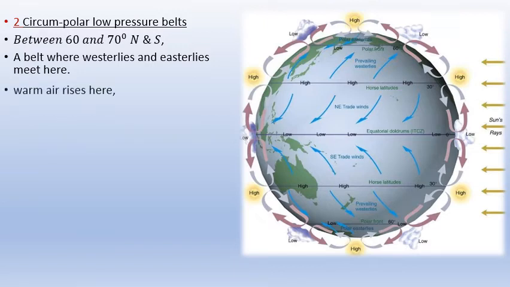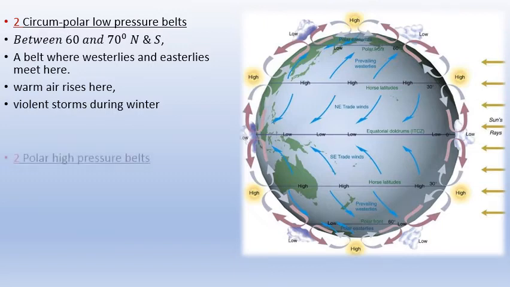The next point states that warm air rises here. We already know that a low pressure belt is a region where there's high temperature, so warm air will obviously rise in this region. Violent storms are predominant in this region during winter. Because of the presence of warm air rising here, there are a lot of violent storms which are also seen.